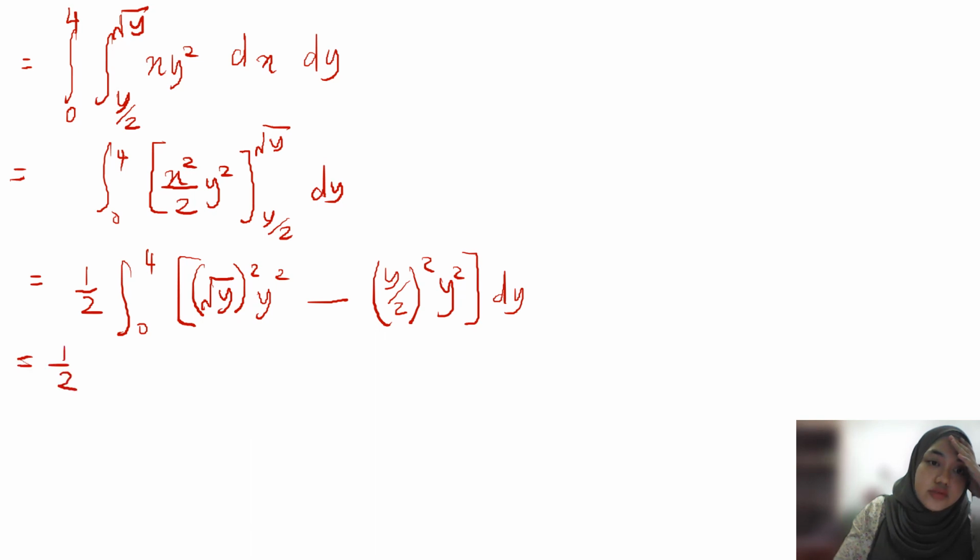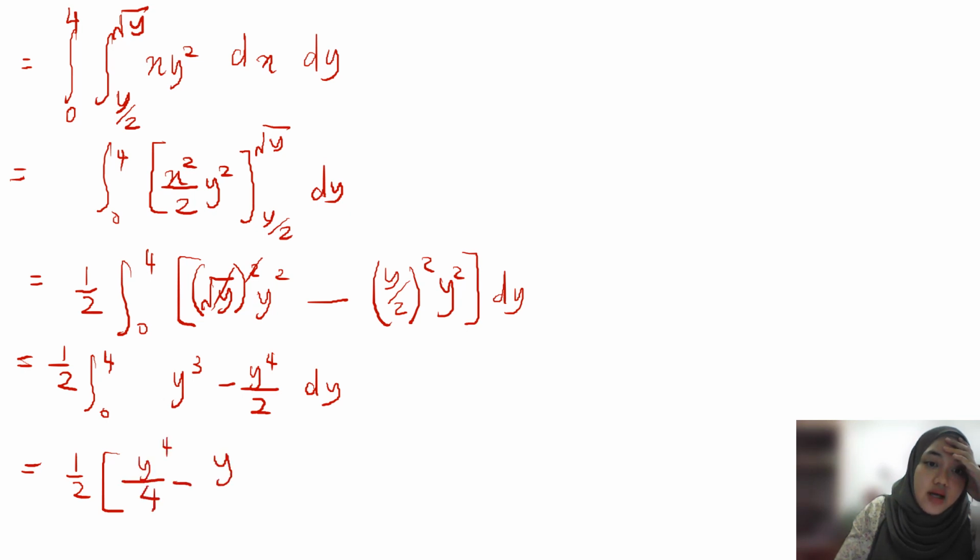Okay, 1 over 2 we can bring forward, 0 until 4. So we calculate this one, the square root of y squared, minus y over 2 squared, times y squared, and then dy. So this one you can simplify, you will get y cubed minus y to the power of 4 over 4, dy. Okay, so you have to integrate with respect to y. You will get 1 over 2 times y to the power of 4 over 4 minus y to the power of 5 over 20. Oh, sorry, this one is power 2. Don't forget to put 4 here. Y squared, 2 squared is 4. So, 4 times 5, 20.